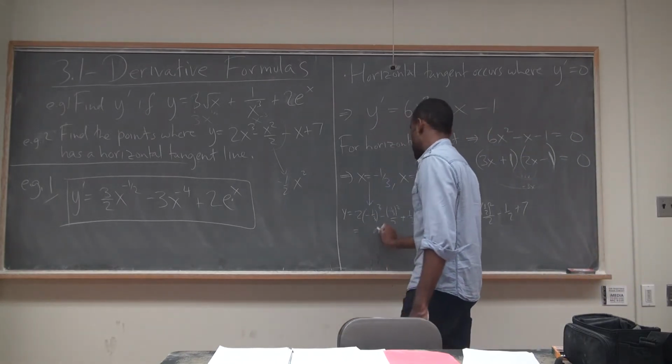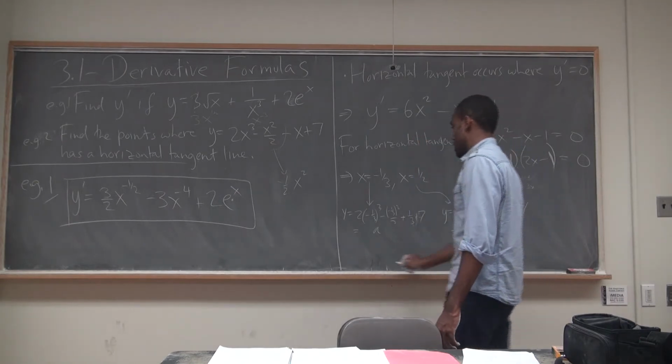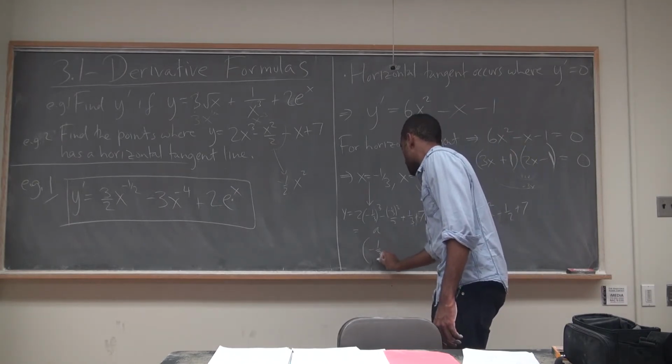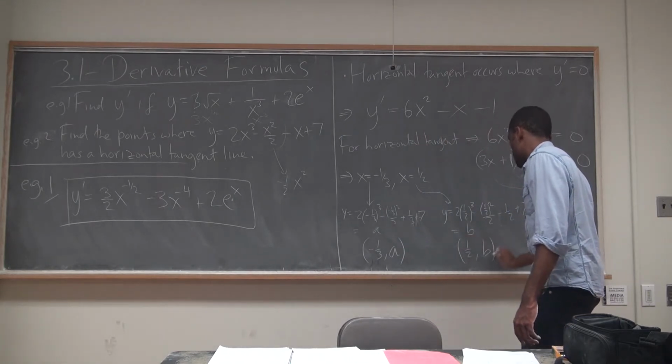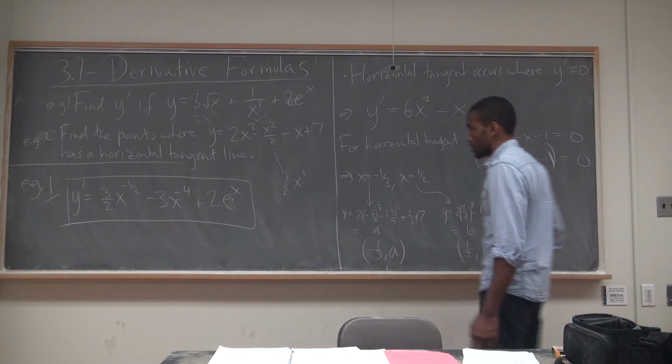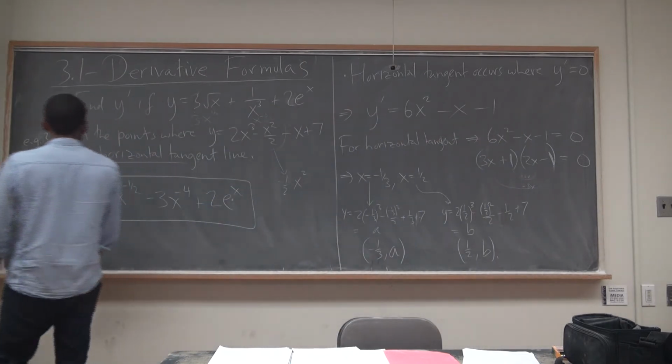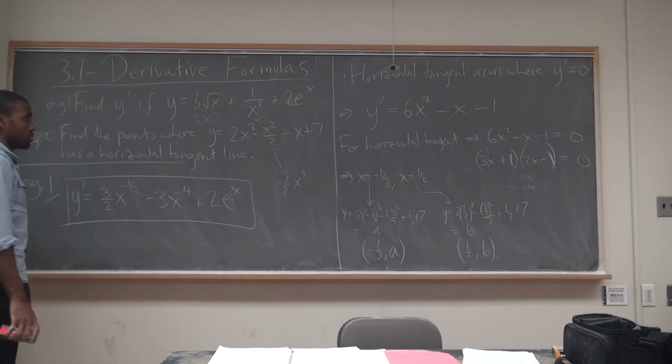Of course, nobody's got time for that. Call that A, call that B. And so the coordinates here are minus 1/3, comma A, and 1/2, comma B. Those are just numbers.